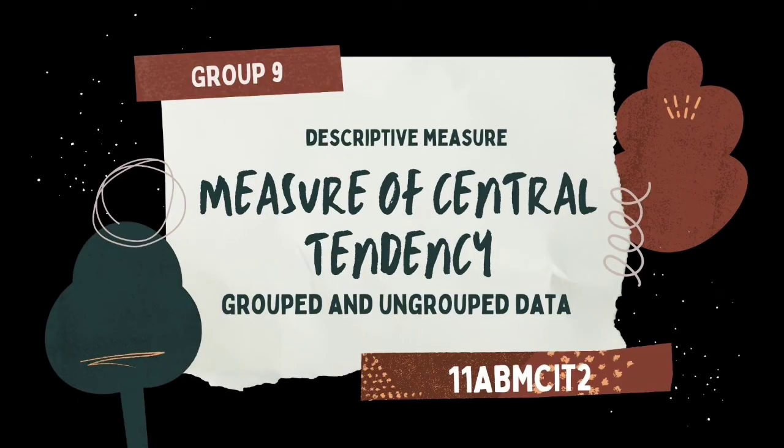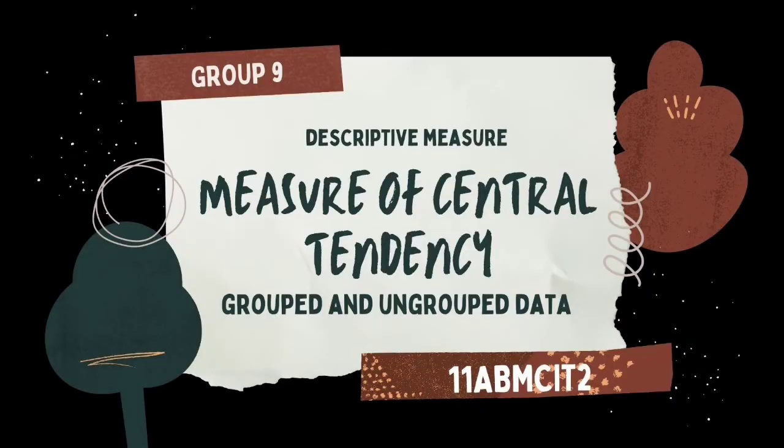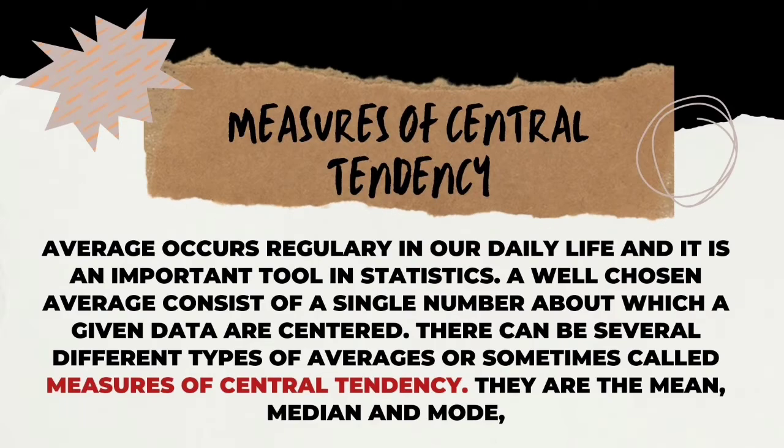So our topic is all about descriptive measures of central tendency, grouped and ungrouped data. So, what is a measure of central tendency? It is an average that occurs regularly in our daily life and it is an important tool in statistics. A well-chosen average consists of a single number about which a given data are centered. There can be several different types of average, sometimes called measures of central tendency. They are the mean, median, and mode.